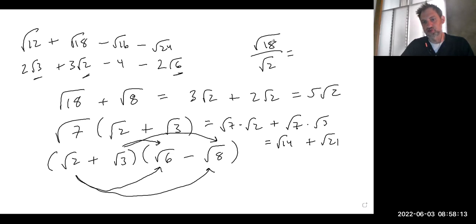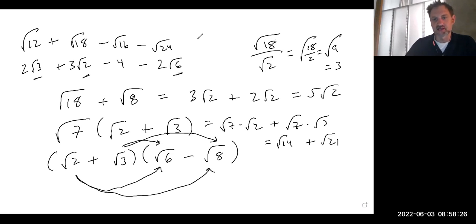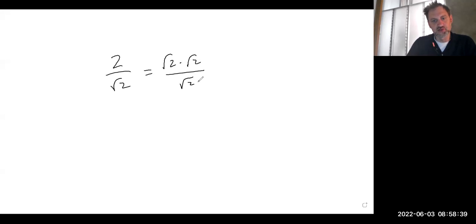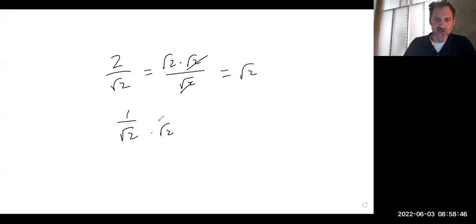So for instance, if I got the square root of 18 divided by the square root of 2, that's just the square root of 18 divided by 2, which is the square root of 9, and the square root of 9 is just 3. Sometimes you'll see things like 2 divided by the square root of 2. Well, that's the square root of 2 root 2 divided by the square root of 2. So this simplifies out to the square root of 2. 1 over root 2, rationalizing it, that's the square root of 2 over 2.